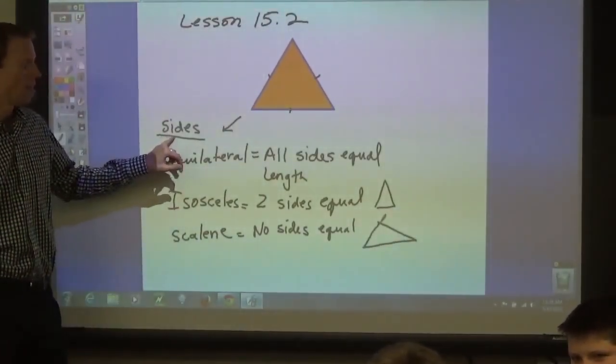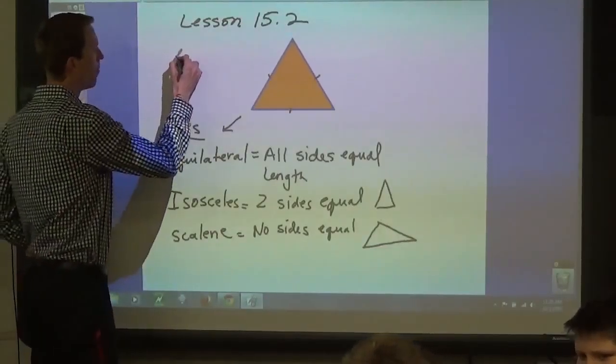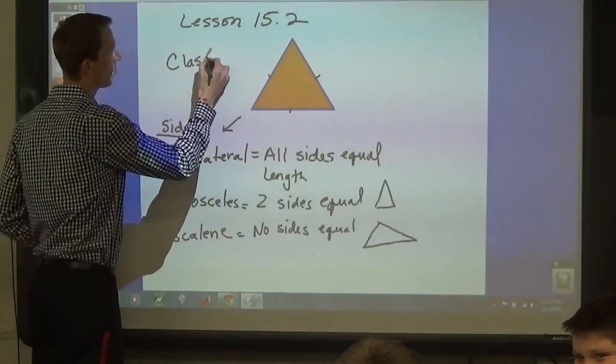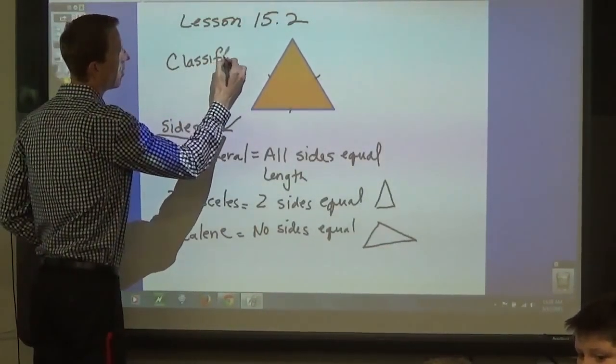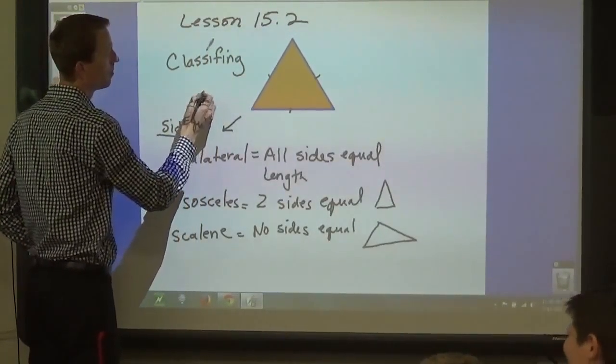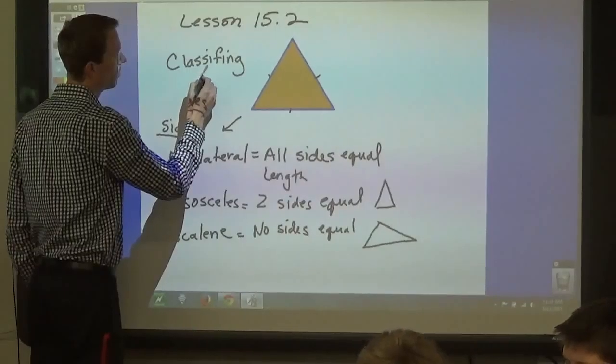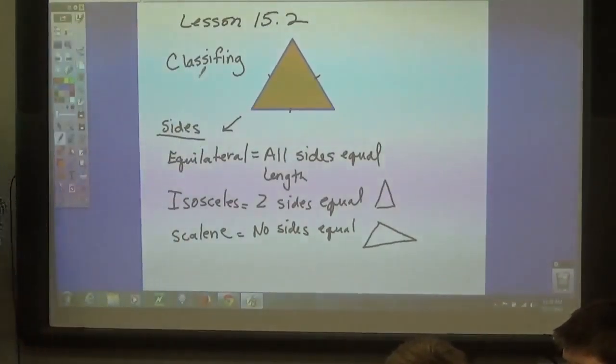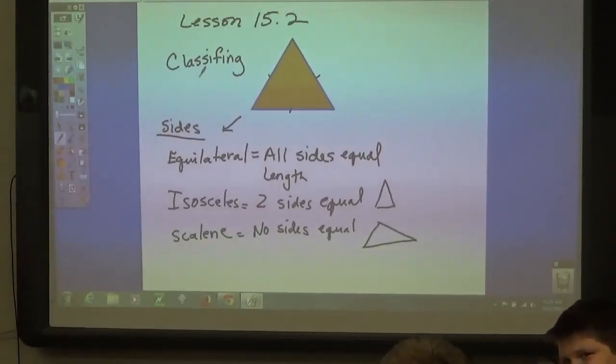Now, you may also classify, if we're classifying the triangles, and when you're classifying the triangle, you can also classify it by its angles. Okay?